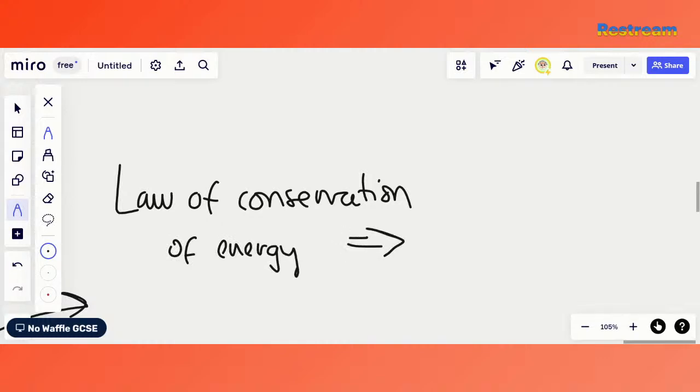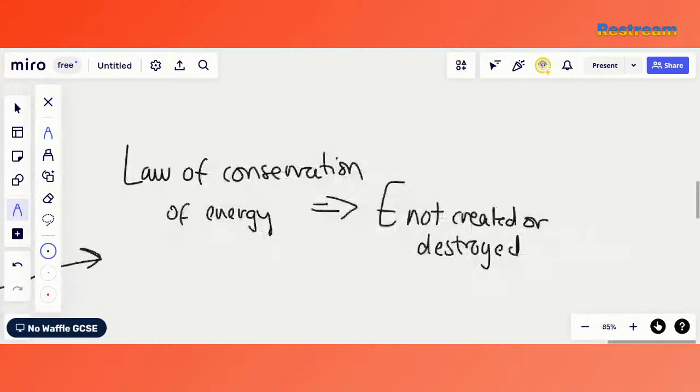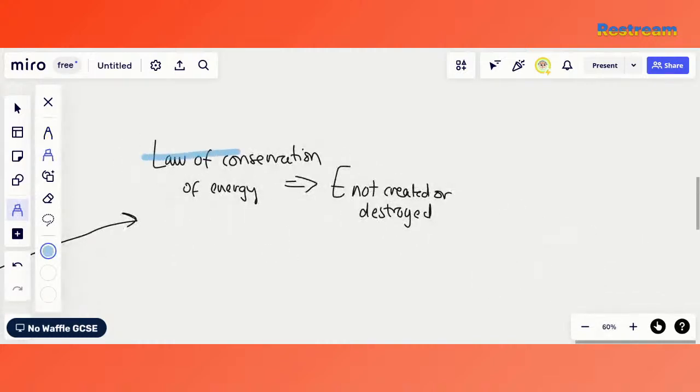That energy is neither lost nor made. So energy is not created or destroyed. It can only be transferred. So energy is transferred. And when energy is transferred to an object, this energy is then stored in the object's energy stores. So there are 8 different types of energy stores.